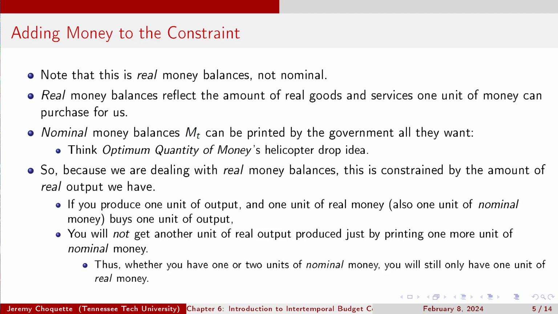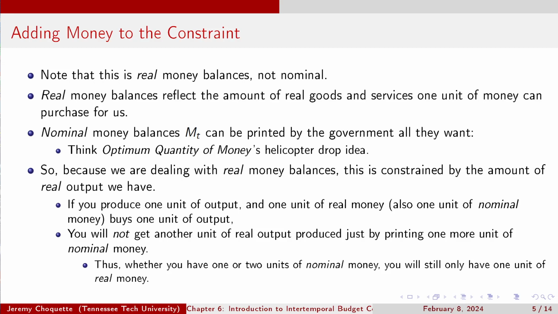Now, this is real money balance. This is not nominal money balances. Real money balances reflect the amount of real goods and services that a single unit of money can buy for us. Nominal money balances, say capital M_t, can be printed by the government all the government wants. Think back to the optimum quantity of money's helicopter drop. So we're dealing with real money balances here, so it's constrained by the amount of real output we have.